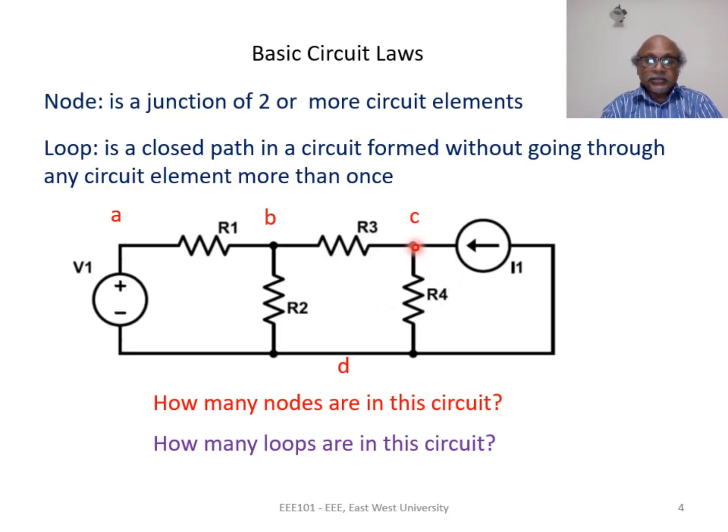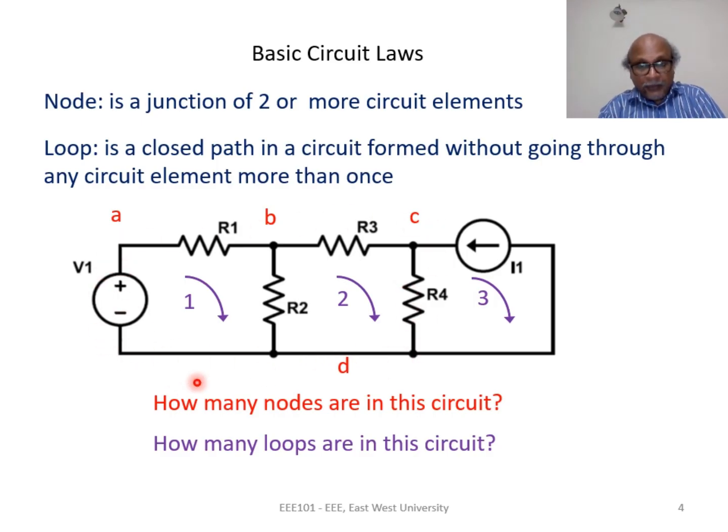And the third loop is this one. We start from C, go through the current source to D, then we go to C through R4, and that is the third loop. So we can show these 3 loops, 1, 2, 3, through these curved arrows. The question is, is there any other loop in this circuit? Of course. If we combine loop 1 and loop 2, we get a bigger loop. A, B, C, then D and A. This is a bigger loop.